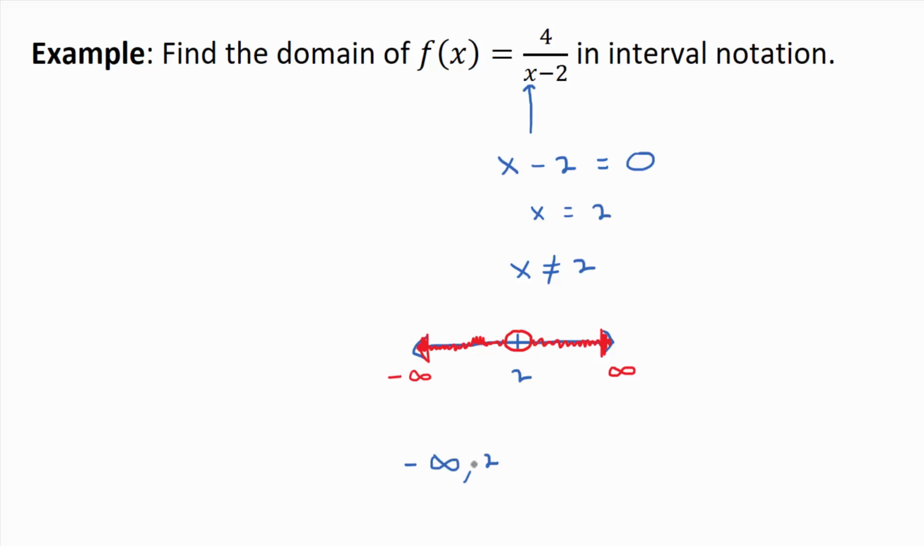You never get to negative infinity. You never get to 2. So parentheses all around. And then the other interval is from 2 to infinity. 2, comma, infinity. You never get to either one. So parentheses all around. Join these two separate sets, these two separate intervals with a union symbol, and that's your domain.